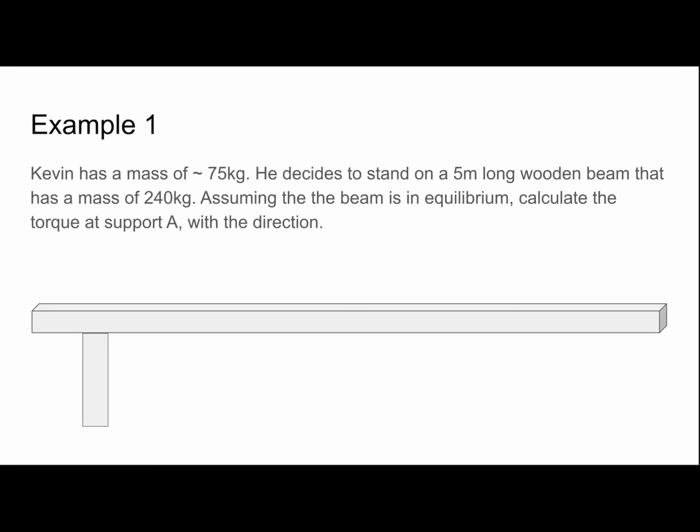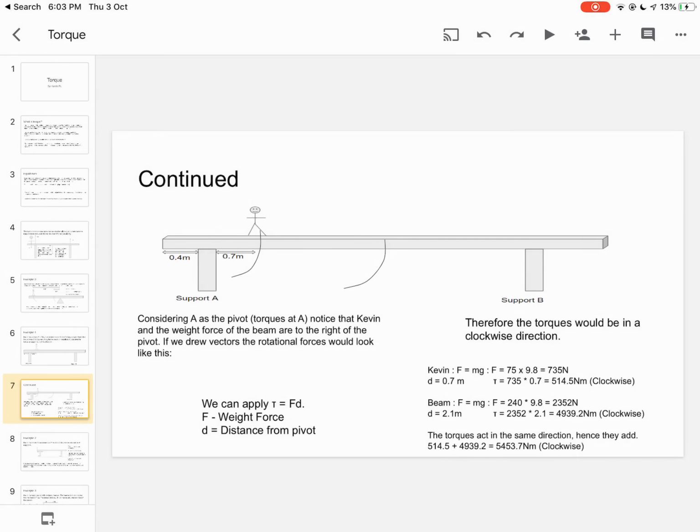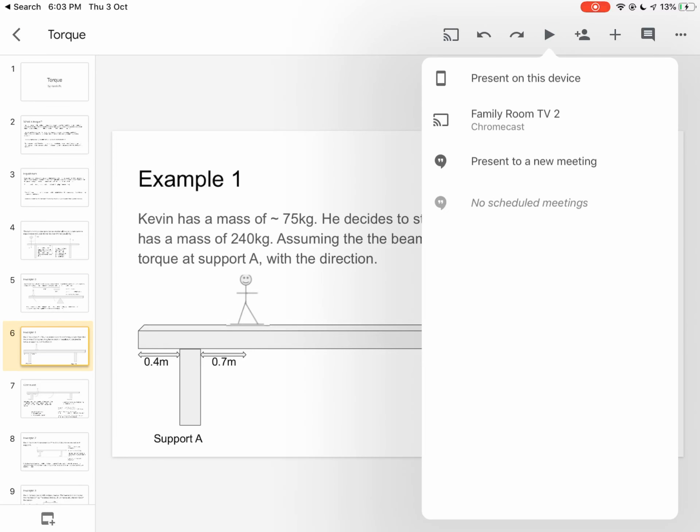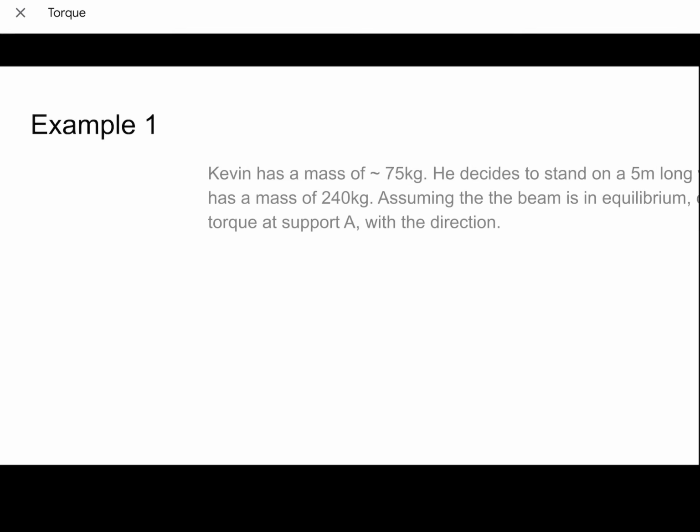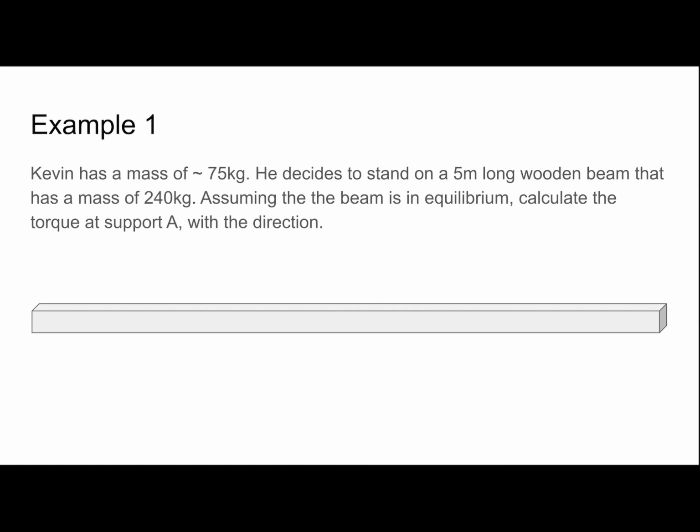Alright, so we have our example 2 here. Sorry, just let me load this up real quick. Alright, so we have our support A, support B. Oh, dang it. Sorry guys, just let me go back. Sorry guys, I tapped too much.